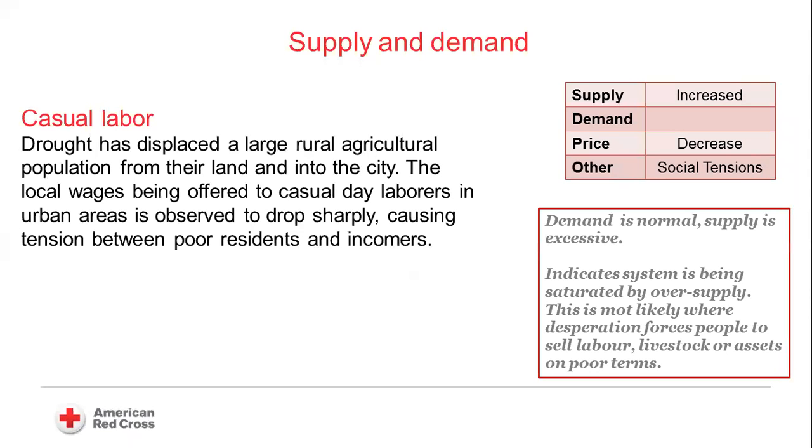So again, demand may be normal, or we don't have information. Supply is excessive, so all these laborers are moving from the rural area to an urban area. So it may be that the system is oversaturated, right? So now we have more supply available and no change in demand.